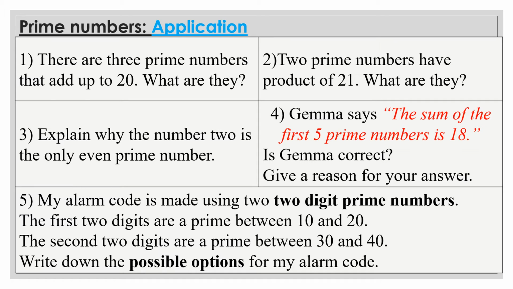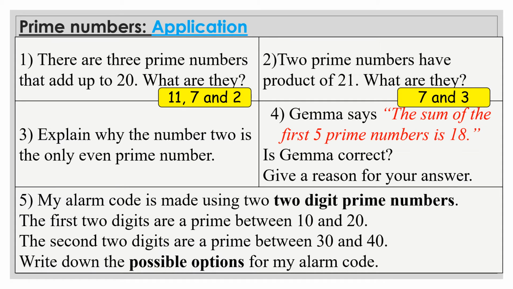Question 1. There are 3 prime numbers added to 20. What are they? 11, 7 and 2. Question 2. 2 prime numbers have a product of 21. What are they? So the word product, if you weren't sure, means multiply. So 7 times 3 makes 21. So they're your 2 numbers.